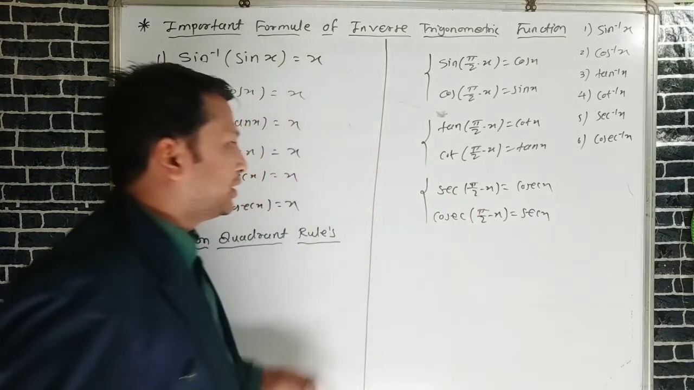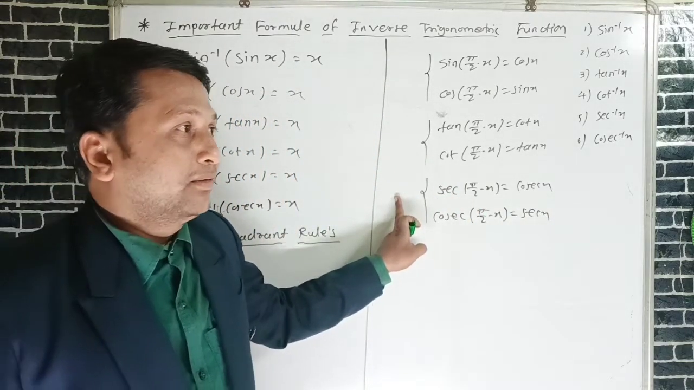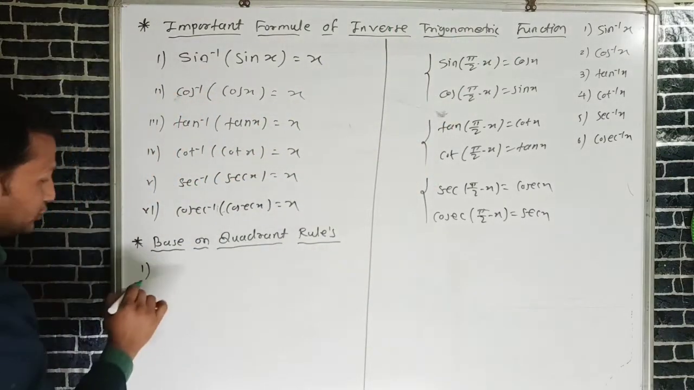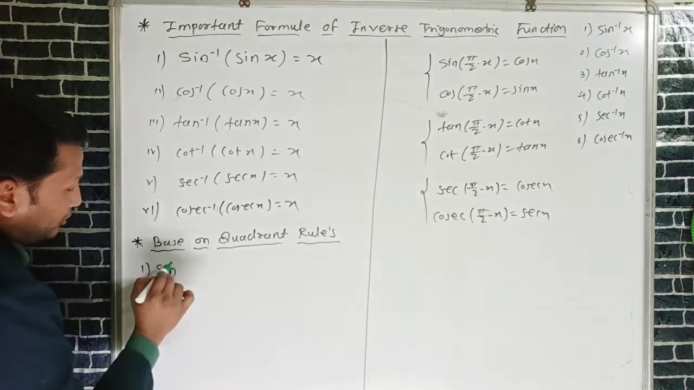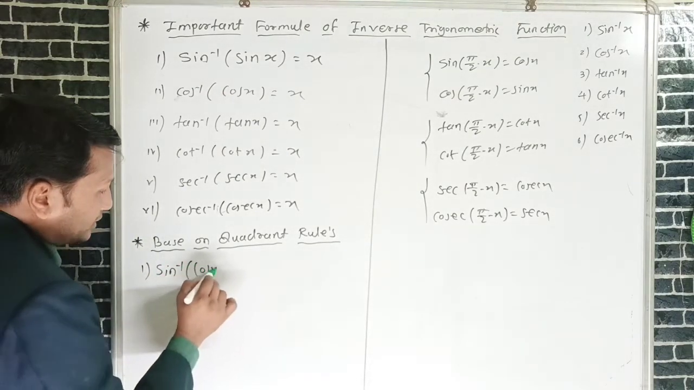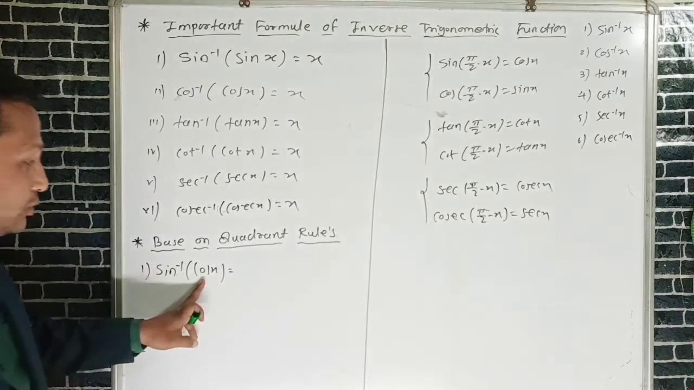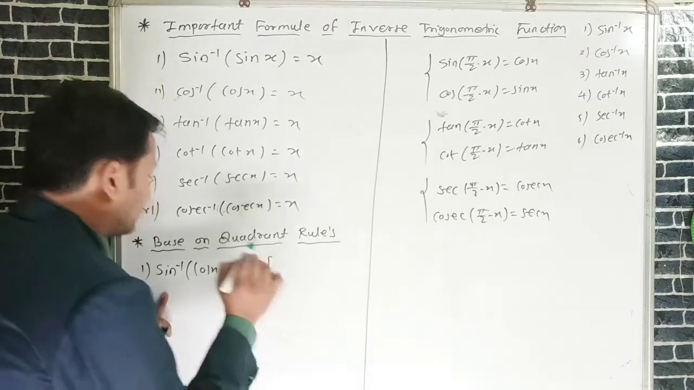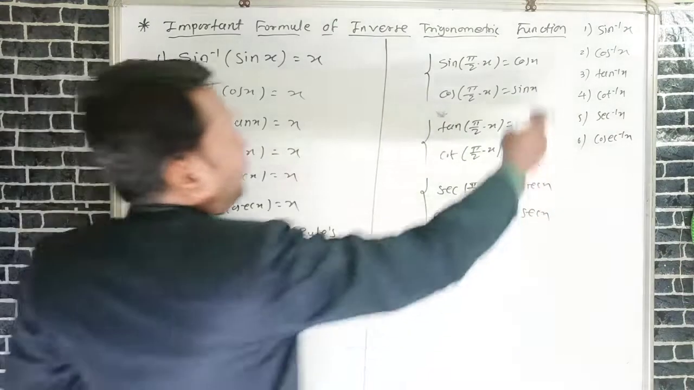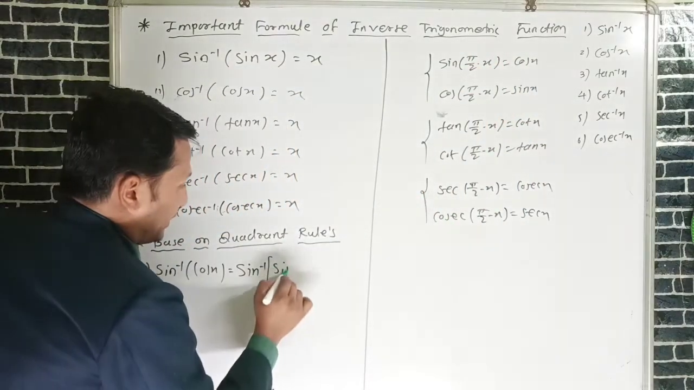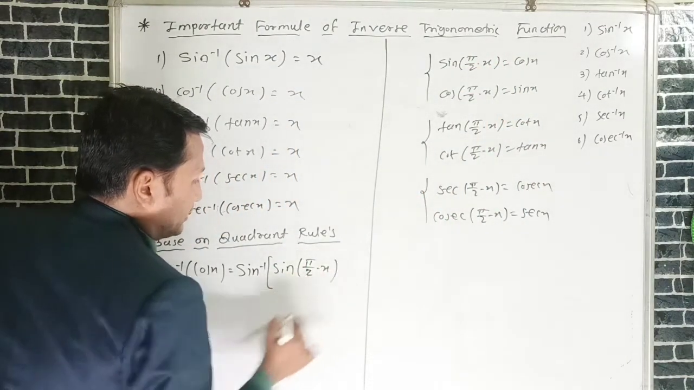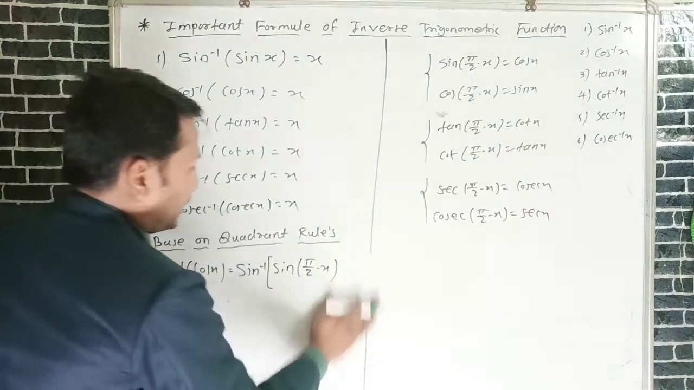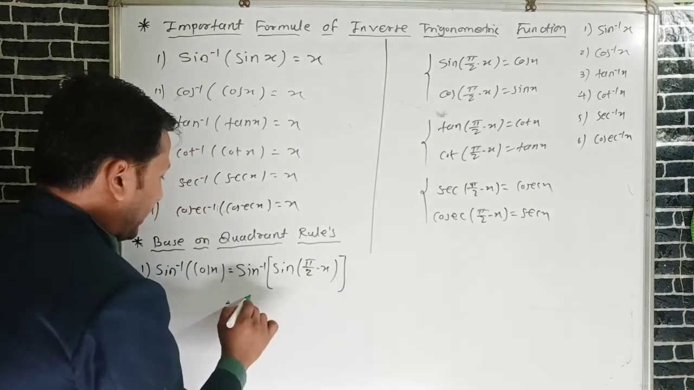By using this quadrant rule, we can find some rules of inverse trigonometric functions. First, to find the value of sine inverse of cos x, we first convert cos into sine. Hence we can write sine inverse of cos x as sine inverse of sine of pi by 2 minus x. Here sine inverse and sine cancel. Hence sine inverse of cos x is equal to pi by 2 minus x.